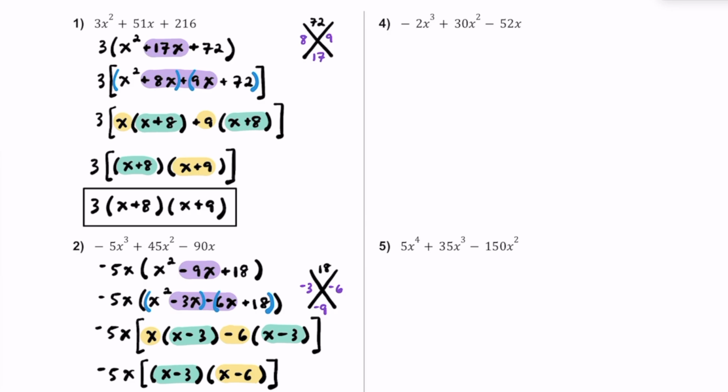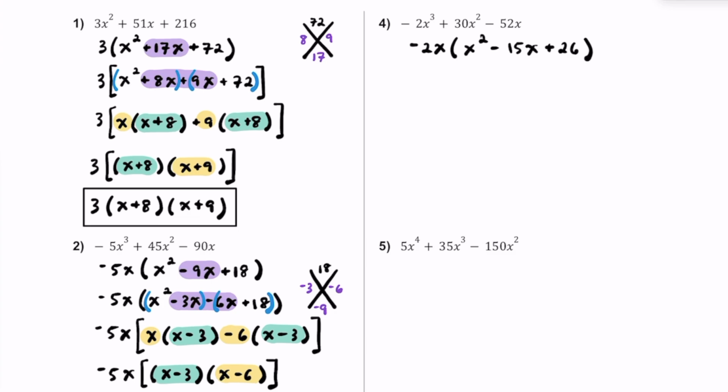I think we can divide all these terms by negative 2. I'll go ahead and pull out a negative 2 in front here, and I think they all have an x, so let's go ahead and pull out x as well. If you do that, we're going to be left with positive 1x squared, and then it's going to be minus 15x, and then it's going to be plus 26, I believe.